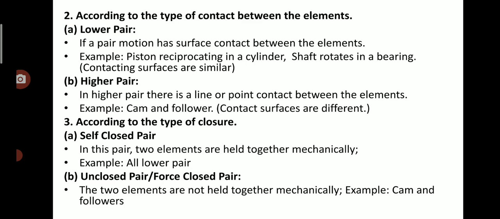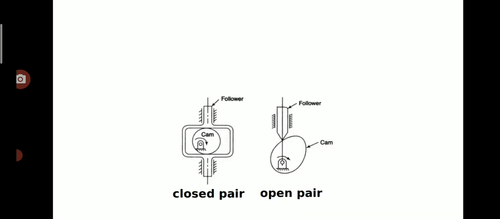The third option of classifying the pair is according to the type of closure: self-closed pair and unclosed pair or open pair. In case of self-closed pair, two elements are held together mechanically, while in case of unclosed or force-closed pair, the two elements are not held together mechanically, and you will see the figures in the next slide. So this is the example that you are seeing in this picture. The closed pair means closed inside some structure, while in case of the open pair, that is open. You will see all these points of differentiation between closed pair and open pair.